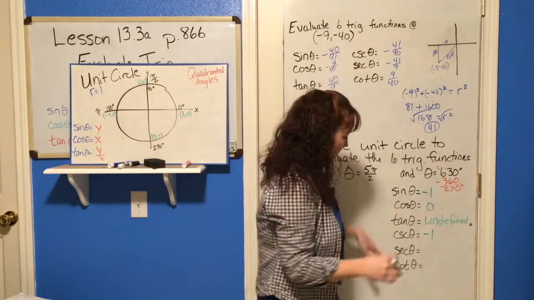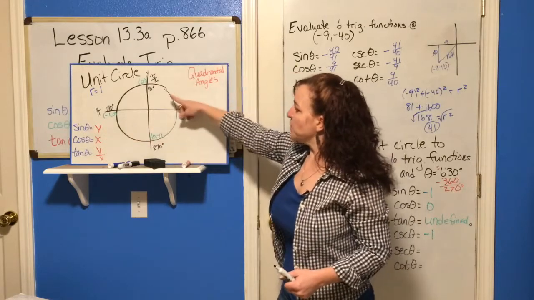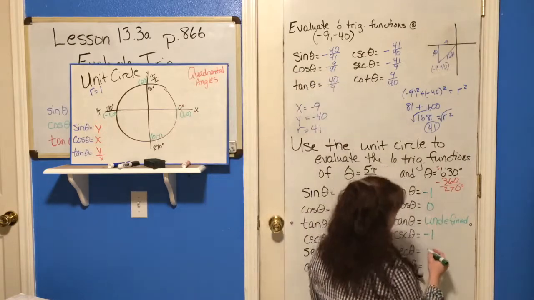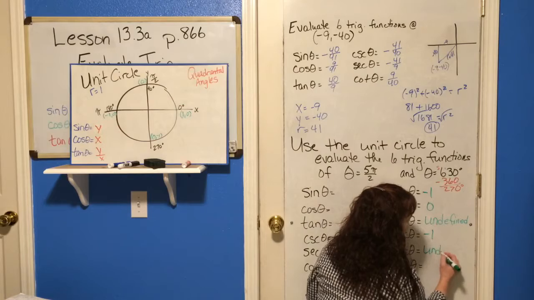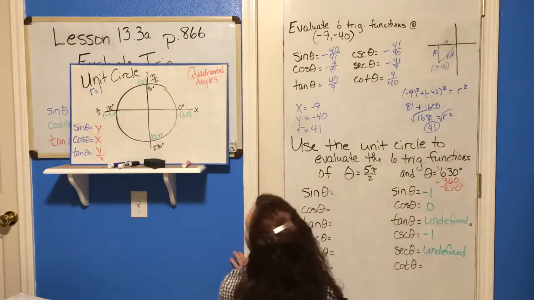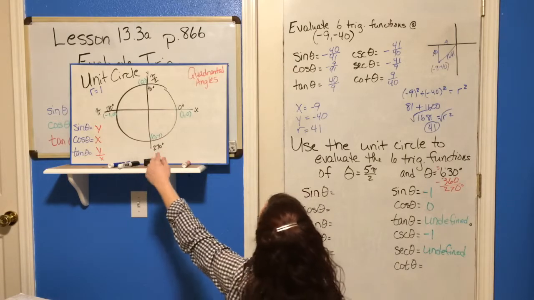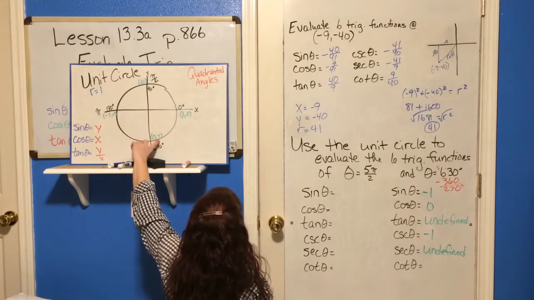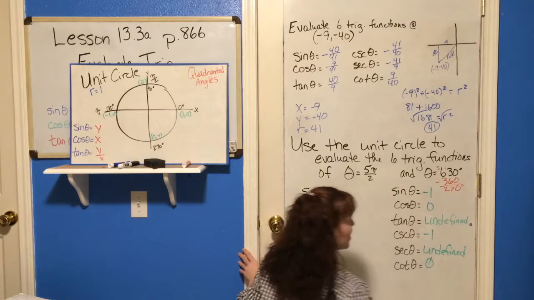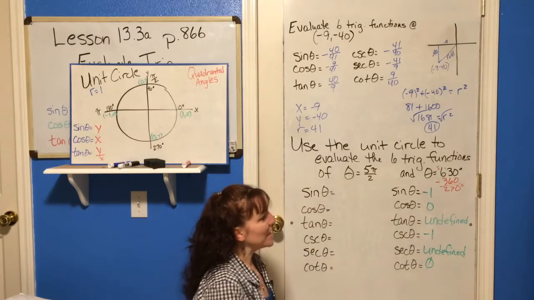Where was I? I got distracted. Secant is 1 over x, and x is 0. So we have 1 over 0. So the secant here is undefined. And then the cotangent is going to be flipped, so it's x over y. X is 0 over -1. 0 on top is okay. That means that my cotangent is just 0. All right? So with the degree measurements, that's easy.